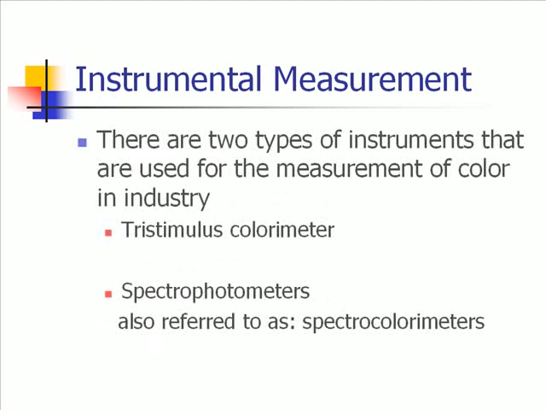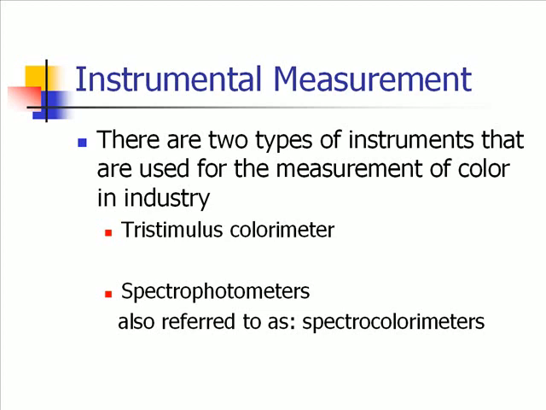There are two main types of instruments that are used for measurement in industry. One is a tri-stimulus colorimeter, and the other one is a spectrophotometer, or sometimes called a spectrocolorimeter. The colorimeters are much less expensive. The tri-stimulus colorimeters will be used mainly for quality control. The spectrophotometers are what we have in our lab. They're much more expensive, much more sophisticated, and they give you more information about the colors that we're looking at.